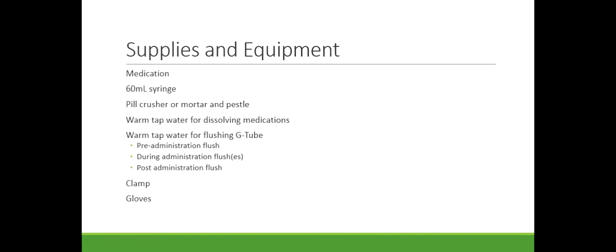Supplies and equipment necessary for medication administration include medication, a 60 milliliter syringe, pill crusher or mortar and pestle, warm tap water for dissolving medications, and warm tap water for flushing the G-tube. You'll need enough water for a pre-administration flush, a post-administration flush, and during administration flushes. You also may need a clamp and gloves.